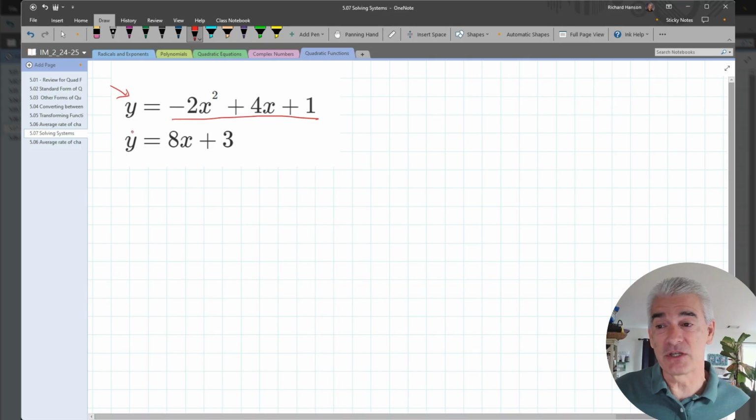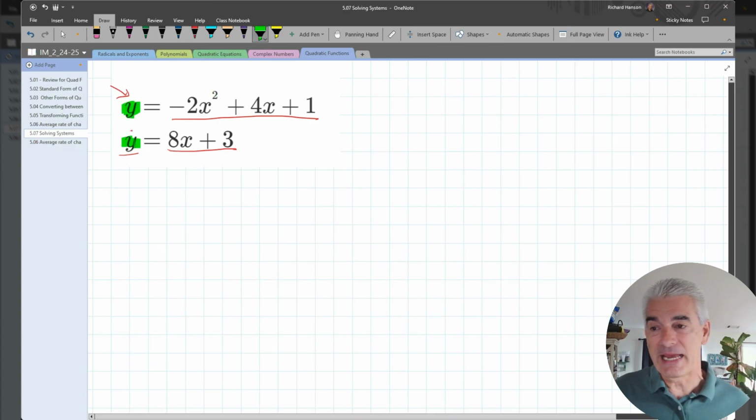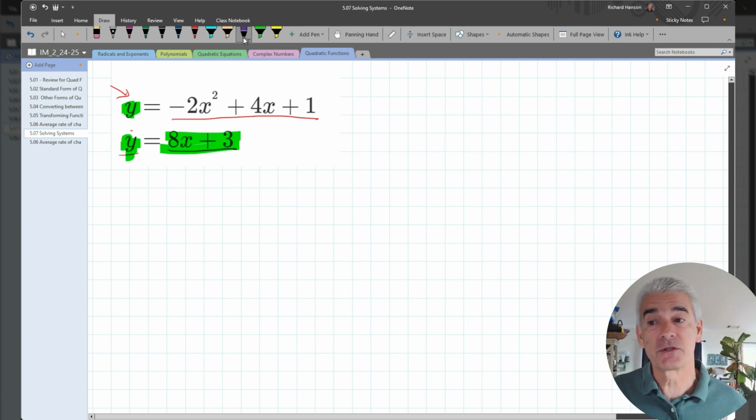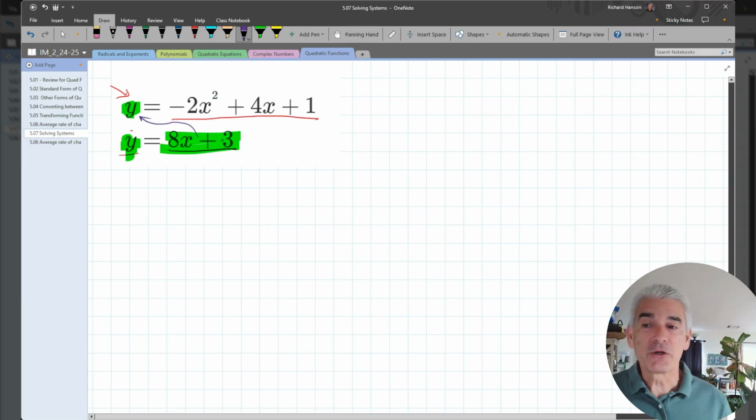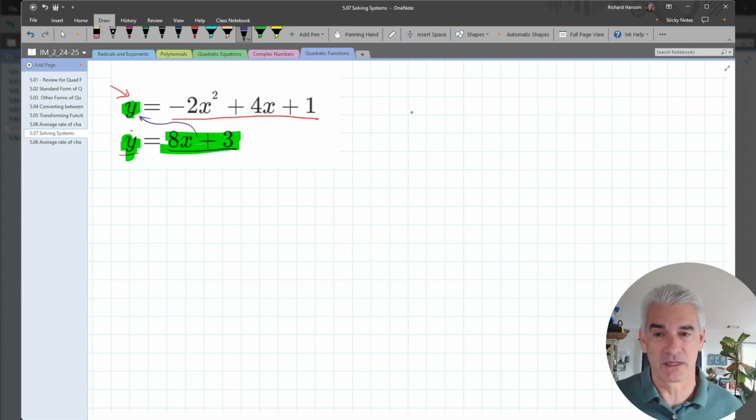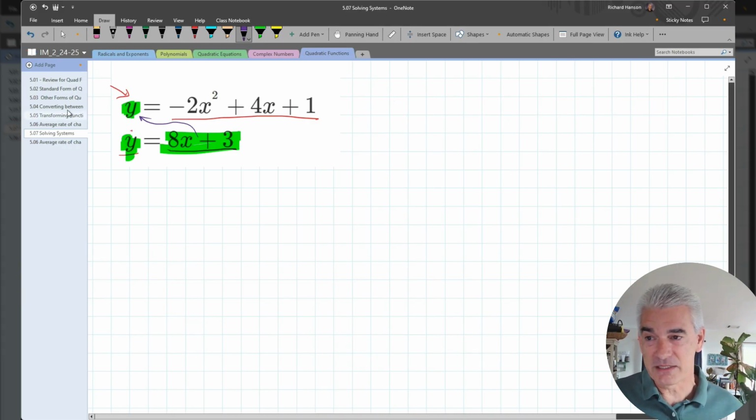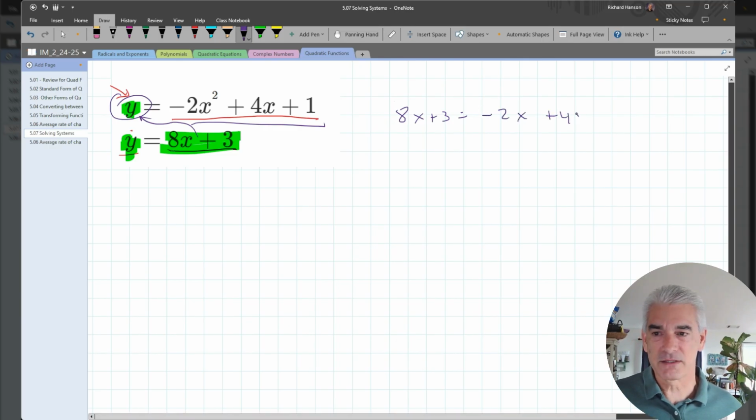In fact, it's easier since I know that y is equal to 8x plus 3. Everywhere I see a y, and I see a y right here, I can put 8x plus 3, because 8x plus 3 equals y. They're equivalent, so I can substitute it. That idea is called substitution. You could also use linear combinations here and cancel out variables, but this is all set up for substitution. So in place of this y, I'm going to put 8x plus 3. So I have 8x plus 3 must equal negative 2x squared plus 4x plus 1.